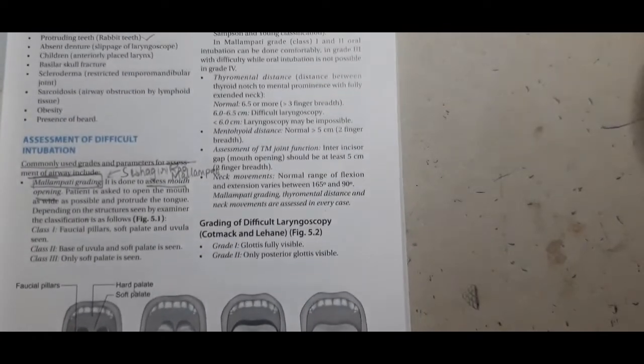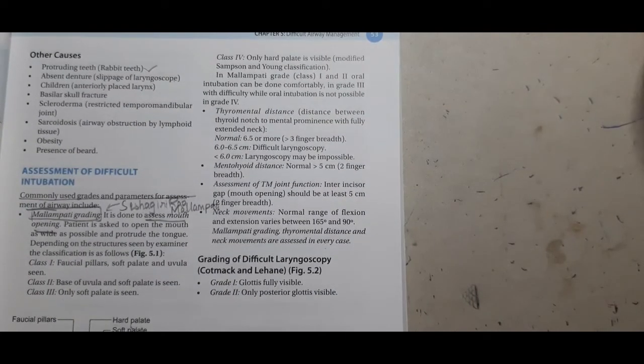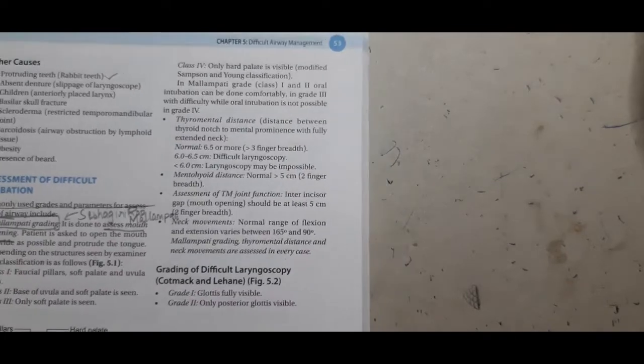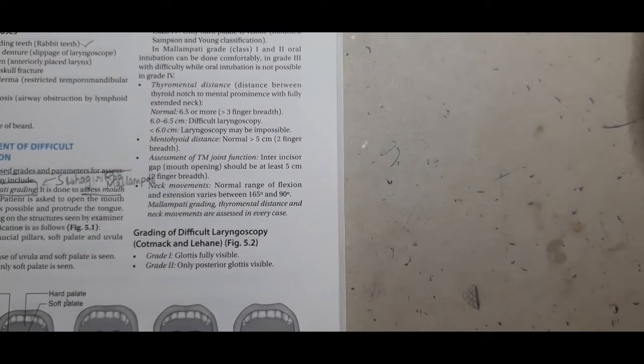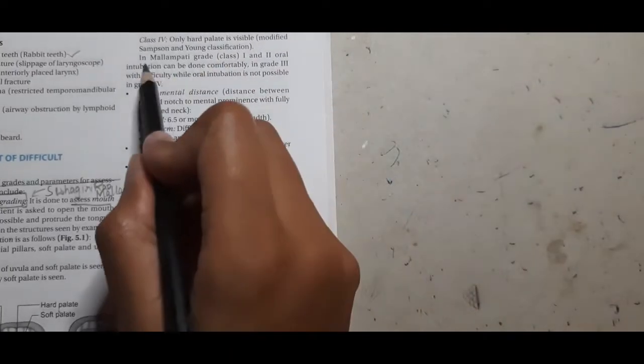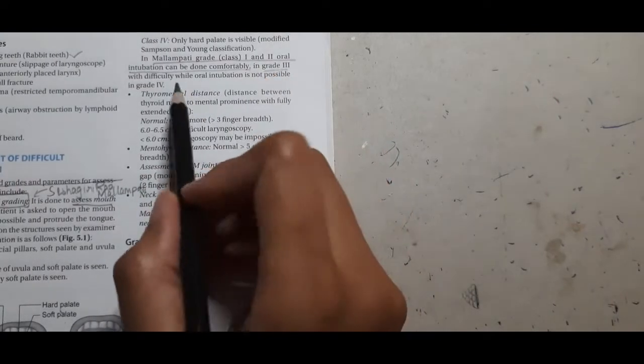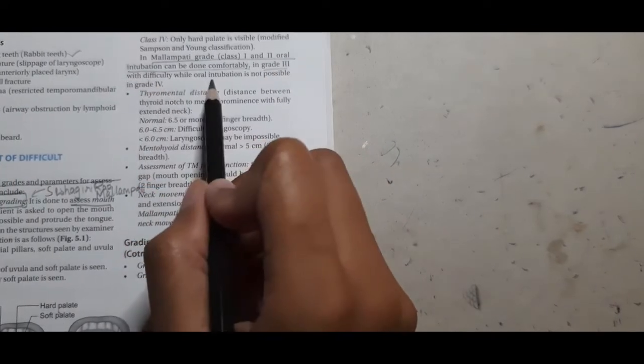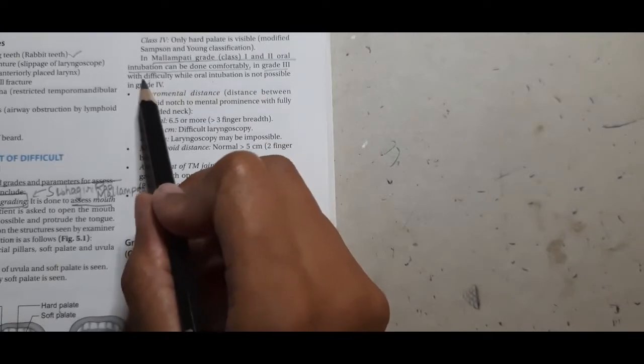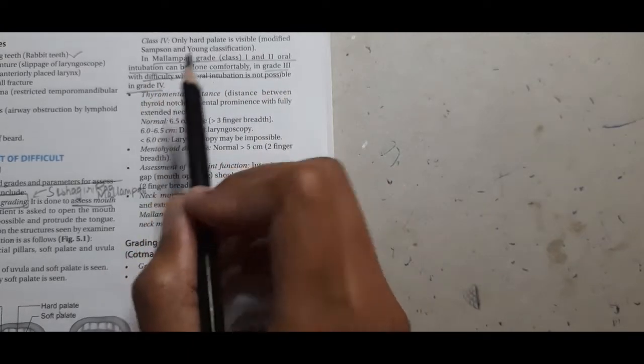So that is done with class 1, class 2, class 3, and class 4 of Mallampati grading. According to Mallampati grading, in grades 1 and 2 oral intubation can be done comfortably. In grade 3, it is done with difficulty, while oral intubation is not at all possible in grade 4.